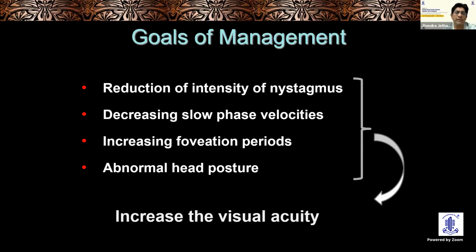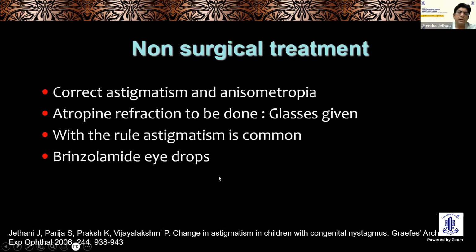So what are the goals of management? The goal of management is to increase the visual acuity. We can do it with reduction of intensity of nystagmus, decreasing the slow phase velocities, increasing foveation periods, or with abnormal head posture. Non-surgical treatment is not very commonly used, but glasses are the most effective intervention that can be given. So we have to do a cycloplegic refraction.